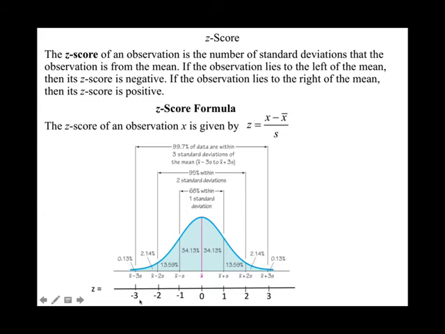And how can we find my z-score? We could use this formula. The x here represents your data, minus your sample mean, divided by the sample standard deviation.